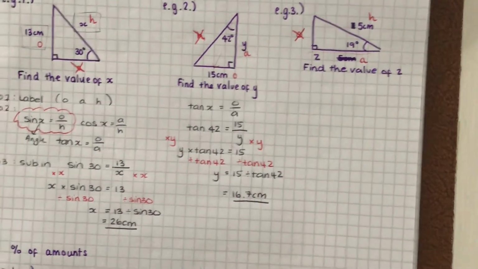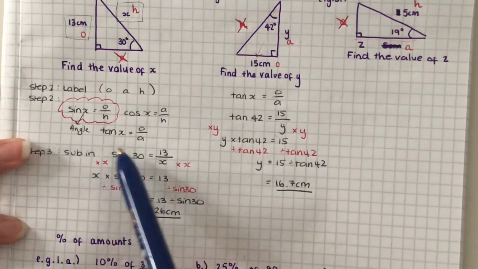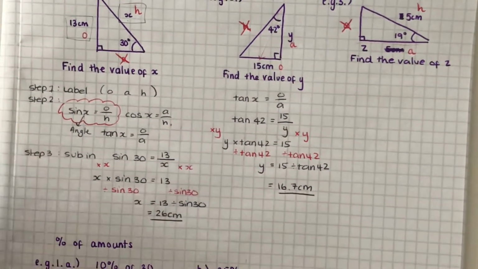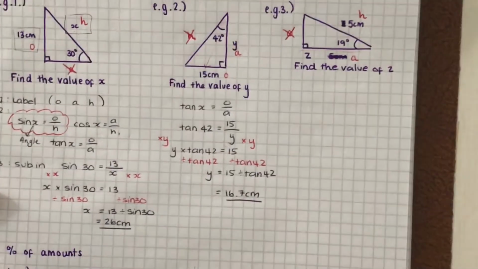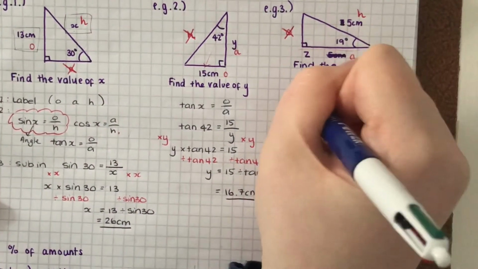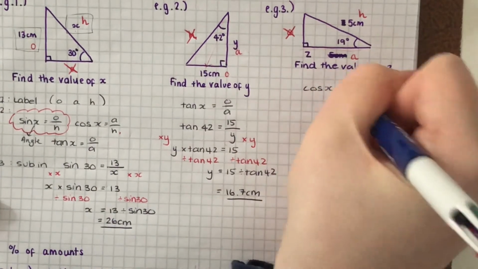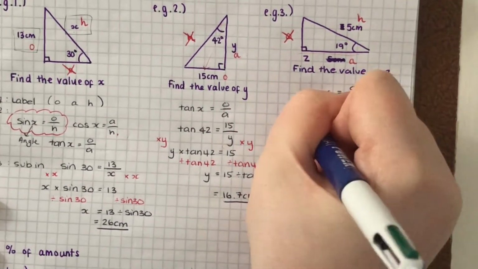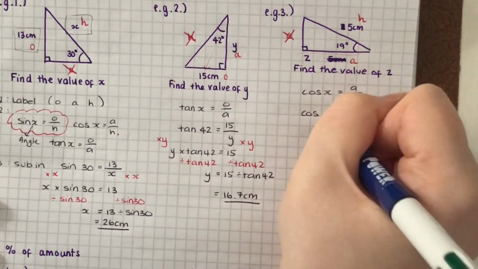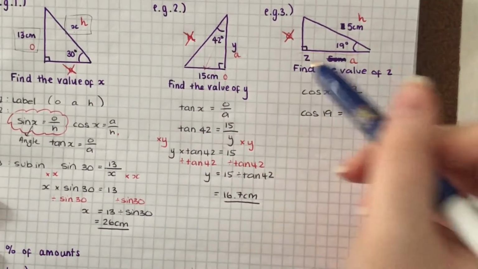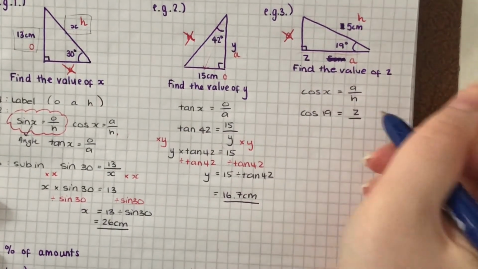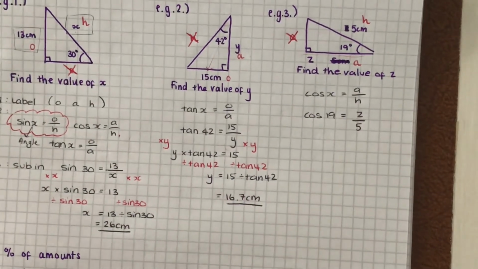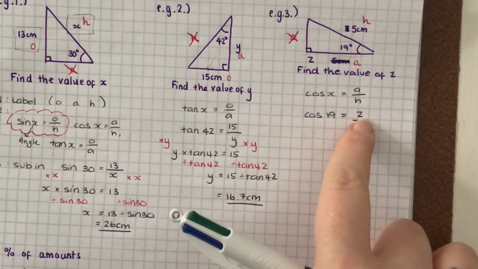So if we go back to our formulas, I'll move it over a tiny bit. So the formula that has A and H in is going to be the cos, because it's A and H there. So the first thing I'm going to do is I'm going to write it out. So cos X is A over H. And then we can sub it in. So cos of the angle, so cos 19, equals A, which is the letter Z, divided by H, which is the number 5. So this one's different to the other two because what we're looking for is the letter on the top of the fraction.